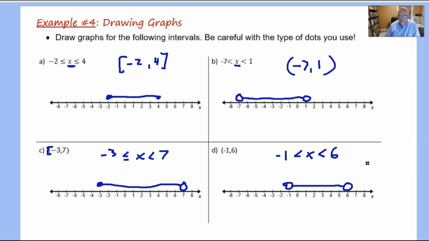So our goal for you, after a little bit of practice, is to be able to go in between a graph, an inequality, and an interval notation.